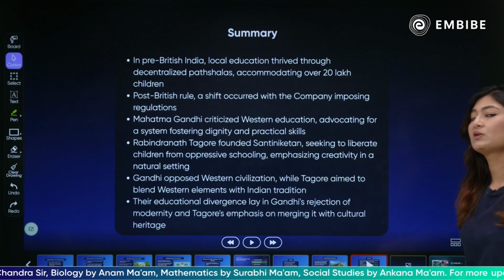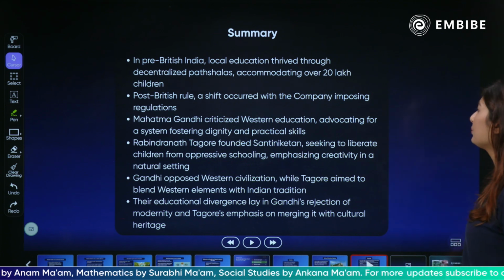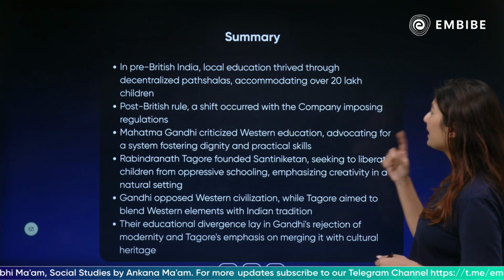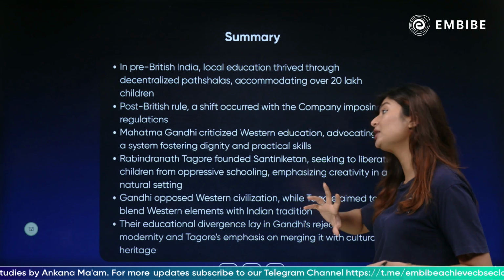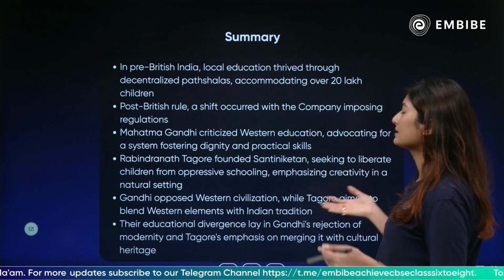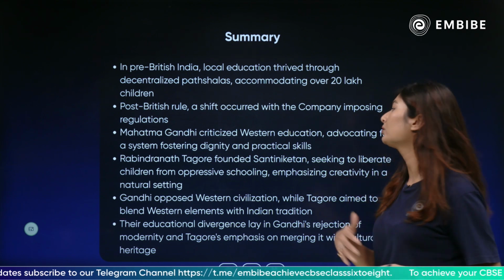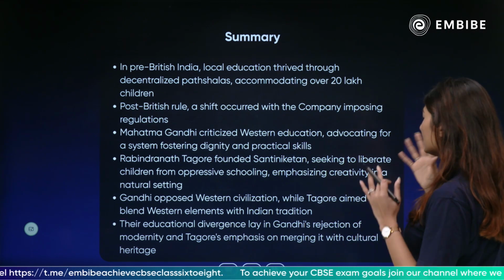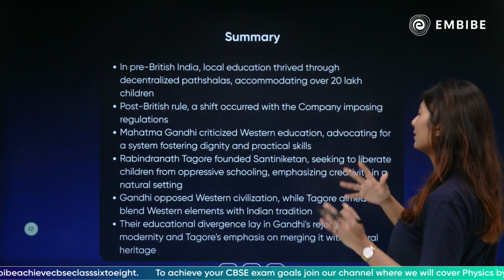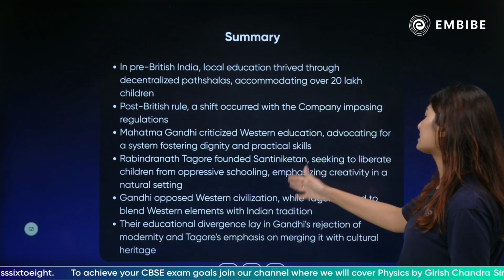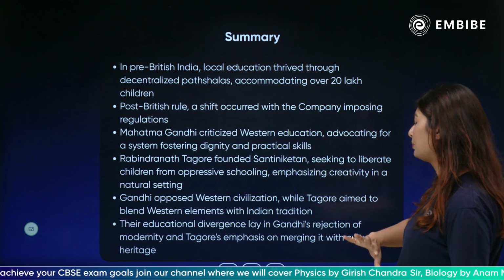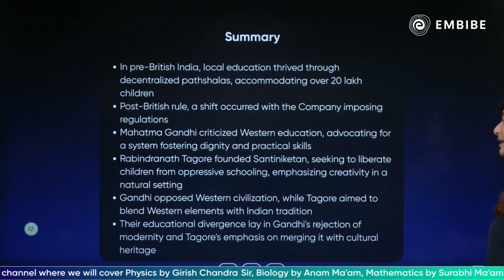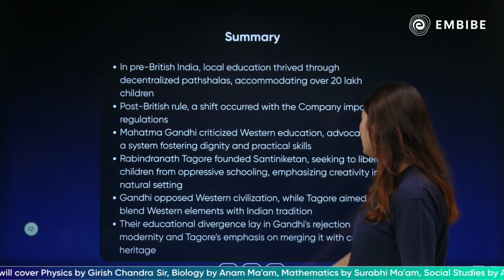So, let's quickly summarize what we just did. We spoke about how in the pre-British era, local education thrived through decentralization of pathshalas, 1 lakh schools with almost 20 students in each. Post-British rule, there was a shift because the company came in. Mahatma Gandhi and Rabindranath Tagore both criticized it. Mahatma Gandhi advocated for fostering dignity and practical skills, and Rabindranath Tagore established Shantiniketan himself to have both Western and Eastern education blended. Gandhi opposed complete Western civilization. Tagore wanted a blend of elements of Indian and Western. The educational divergence lay in Gandhi's rejection of modernity and Tagore's emphasis on merging it with cultural heritage.